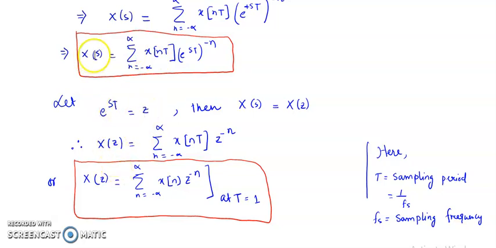So here we can write X(z) is equal to the summation from n equal to minus infinity to infinity of x[n] z to the power minus n. This is the final equation for T equal to 1 and z equal to e to the power sT. Here capital T is the sampling period or sampling time, and it is equal to 1 by fs, where fs is the sampling frequency. You already obtained this sampling period in discrete time signals. It is the time period after which we take a sample of a continuous signal to get the discrete time signal.